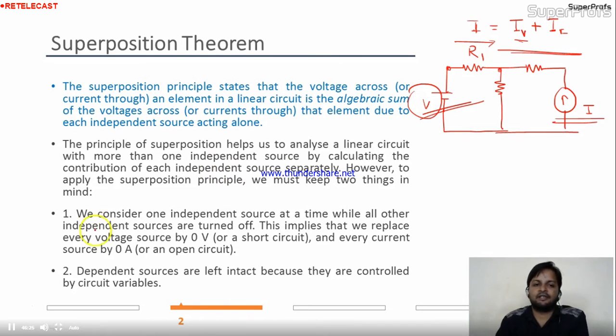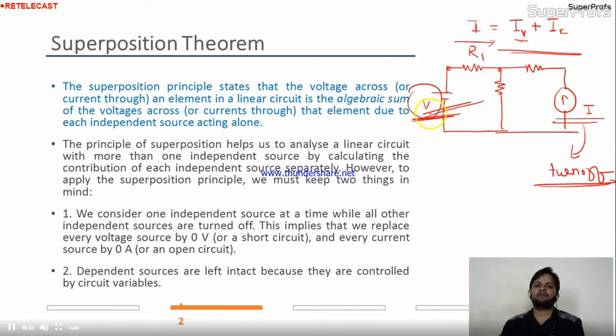Is it okay? Now see, what are the different steps? Two points are given here. We consider one independent source at a time while all other independent sources are turned off. What it means: suppose first you are going to find out the contribution due to this voltage source. So you will turn off the remaining sources in the circuit. Then only individually you are going to find out the contribution due to V. How can you find it? You can find it by turning off all other independent sources working in the circuit.